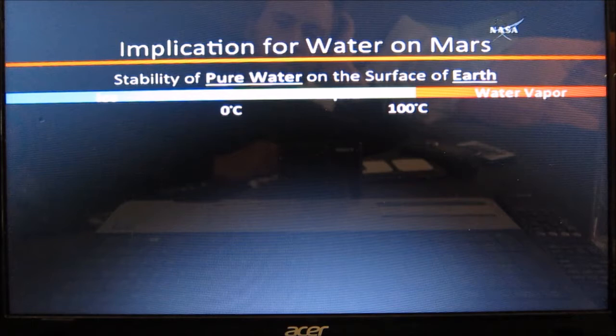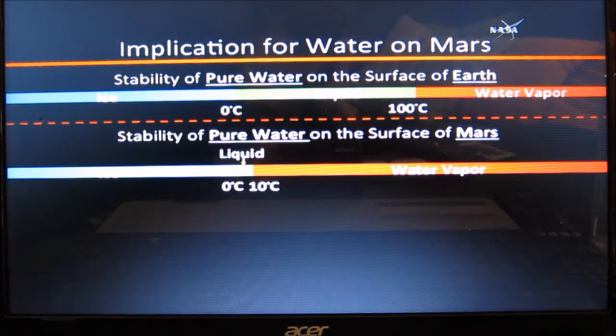You can see the pure water stability on Earth. For example, if you take a glass of liquid water here on Earth, the water will remain in the liquid form until you hit 0 degrees Celsius, when it will start turning into ice. If the temperature approaches about 100 degrees Celsius, then that cup of liquid water will start boiling, and most of the water will start going into the vapor.